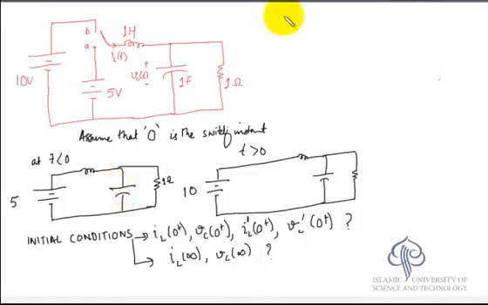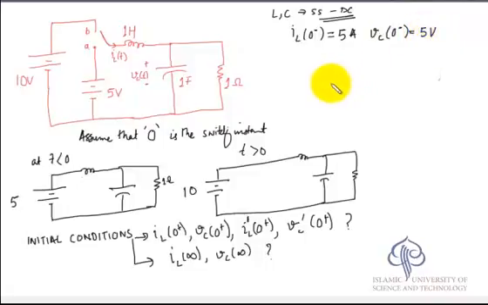So we can simply write, by our insight regarding the steady state behavior of the inductor and the capacitor in DC circuits, that for this circuit IL(0-) is going to be 5 amperes and VC(0-) is going to be 5 volts, because the circuit has reduced to just a source in series with a resistance.